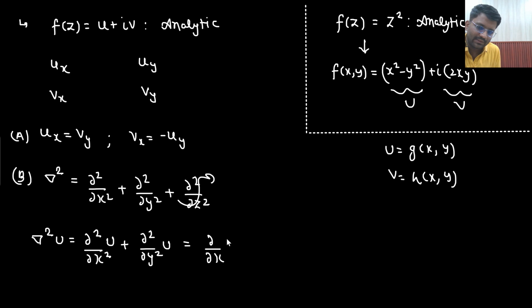So what is your del square by del x square u? That means del by del x of del u by del x. Say yes or no? You need to partially differentiate u twice with respect to x, and partially differentiate u twice with respect to y. Say yes or no?